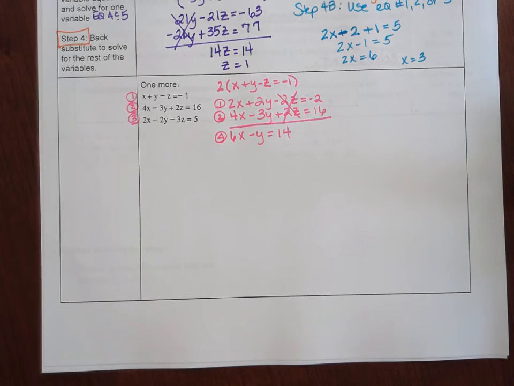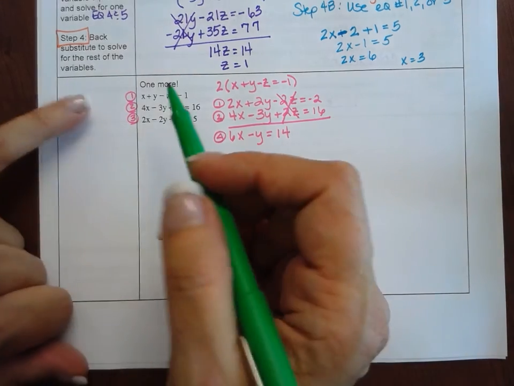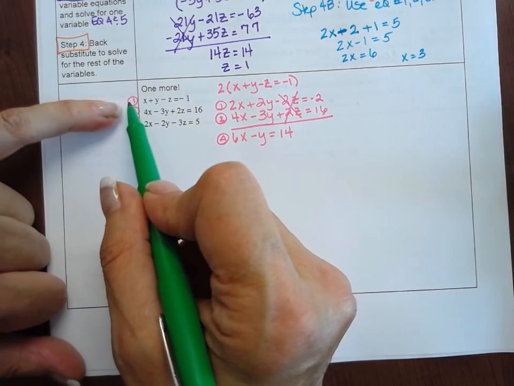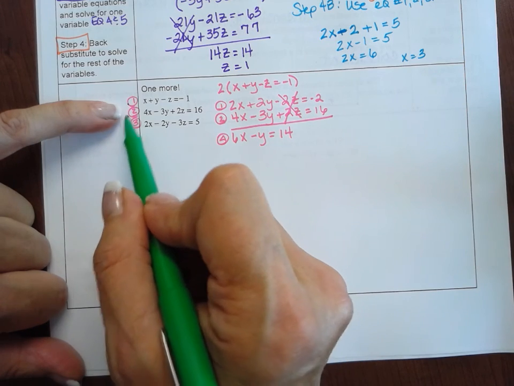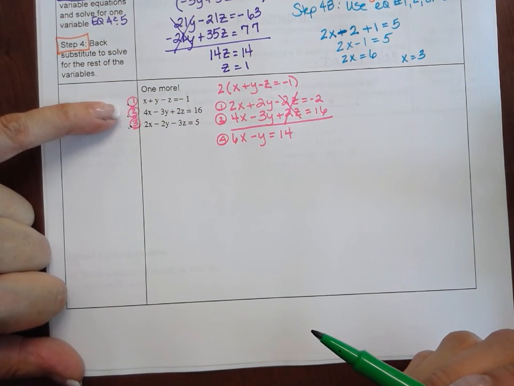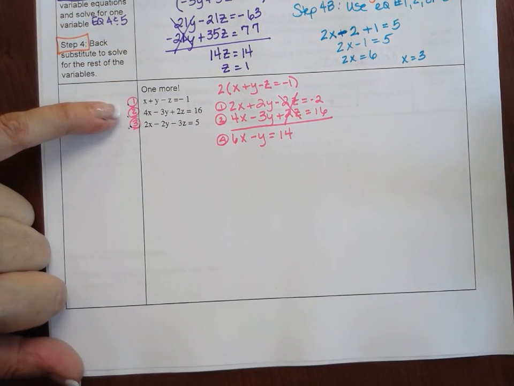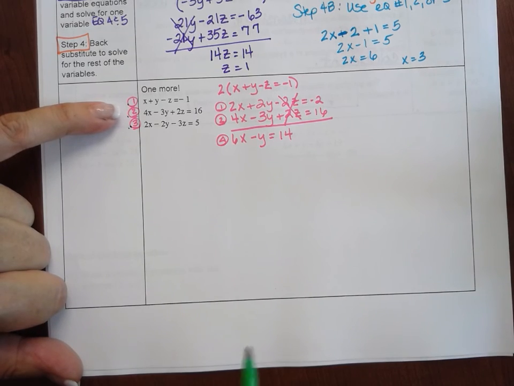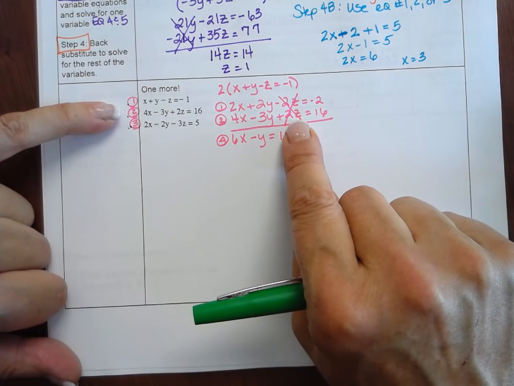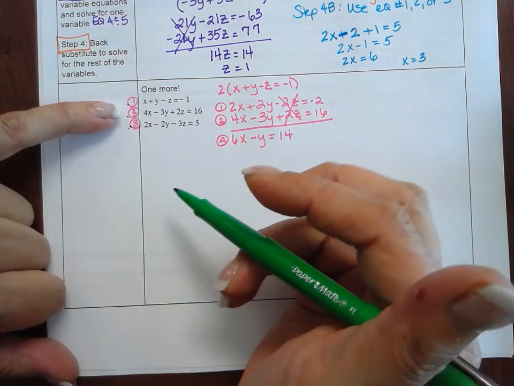Okay, for step 2, I can use either 1 and 3 or 2 and 3. Which ones do you want to do? And I gotta get rid of z. Because I eliminated z up here, I gotta get rid of z down here. You want to do 1 and 3?